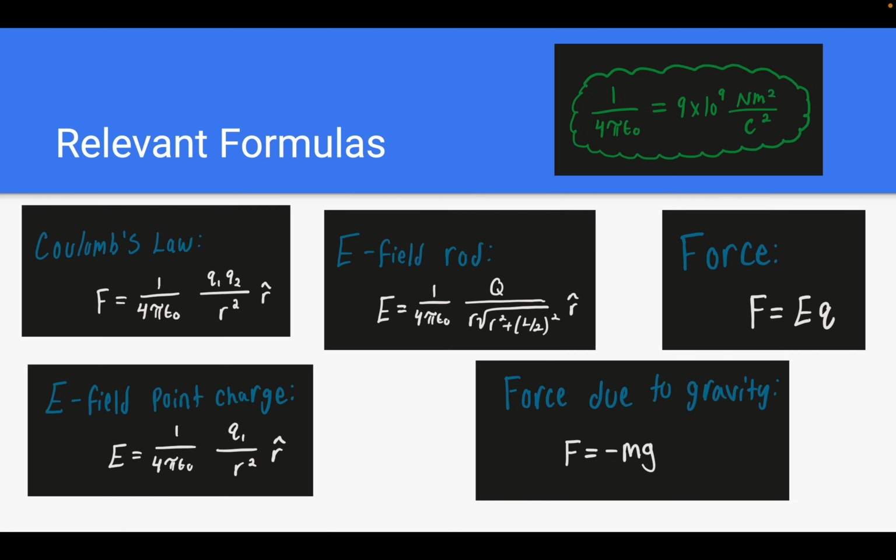And then relevant formulas that we're going to need to know are Coulomb's law, E field of a rod, the force due to gravity, force, E field of an actual point charge, and then just as a reminder, 1 over 4 pi epsilon naught is equal to 9 times 10 to the power of 9, which is in all of the equations here, so we're going to need to know that for the formulas.